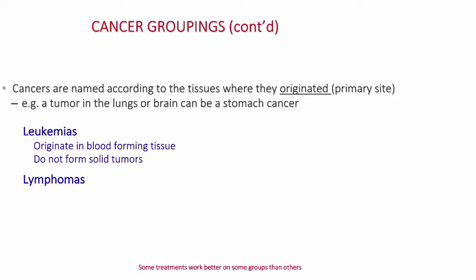Leukemias are cancers that originate in blood-forming tissues. They do not form solid tumors like the carcinomas or the sarcomas. Lymphomas originate in T cells or B cells. Some treatments work better on certain groupings than others. That's why it's important to know what type of cancer you have, what the origin of the cancer is, the primary site, and we'll talk in a few minutes about the stage and the grade of the cancer.